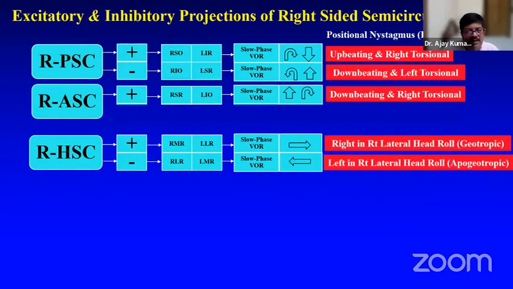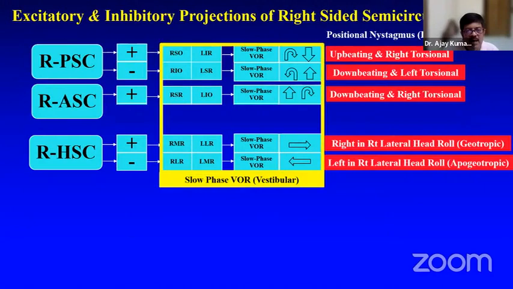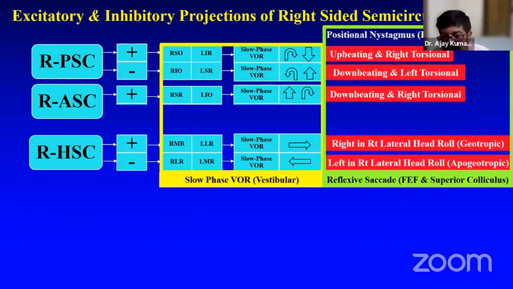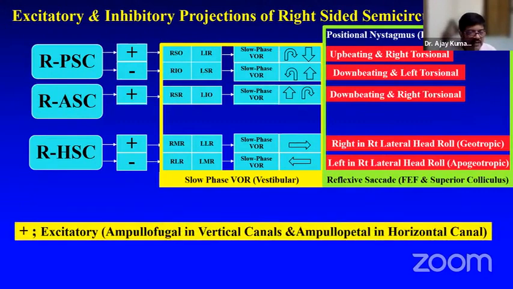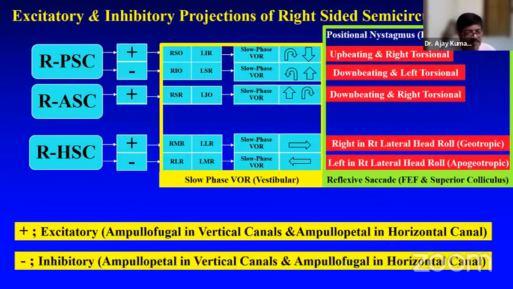And one important point is that the slow phase VOR is the vestibular component, and the positional nystagmus, which you clinically see to lateralize and localize the canal, is a reflexive saccade caused by the frontal eye field and superior colliculus. This is again to revise that the excitatory projections are ampullofugal cupular deflection in vertical canals and ampullopetal cupular deflection in the horizontal canals. And the inhibitory is the ampullopetal cupular deflection in the vertical canals and ampullofugal cupular deflection in the horizontal canals. This is a diagram.